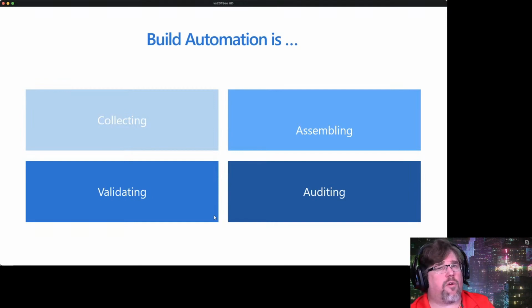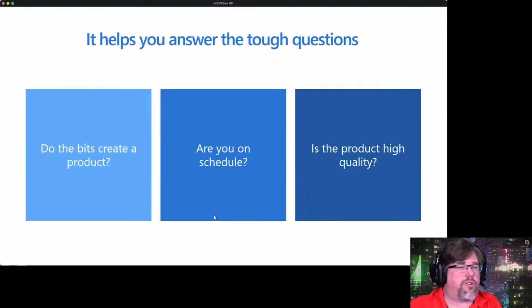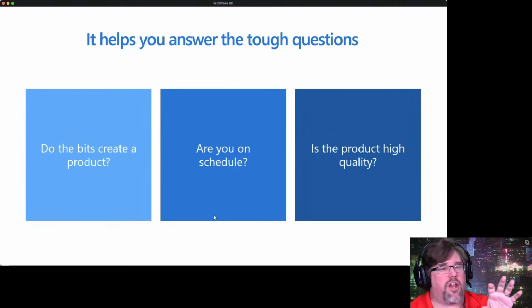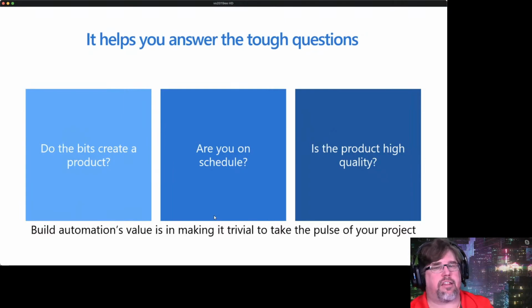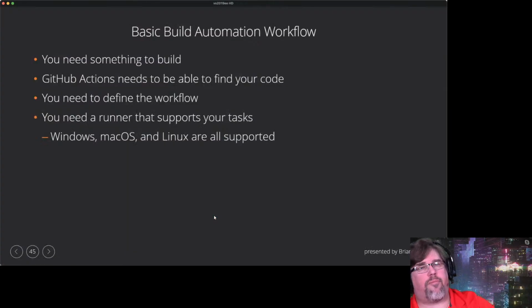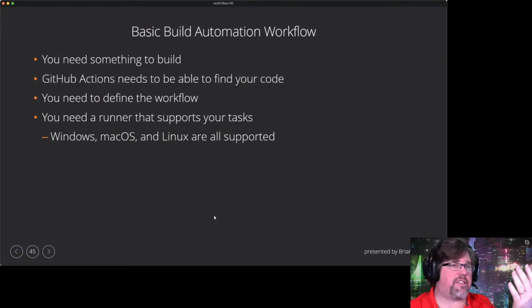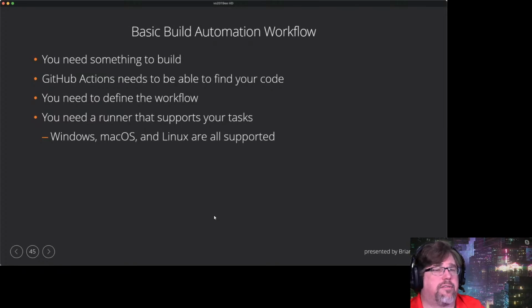The idea is that we want to answer those tough questions. Do the bits create a product? Are we on schedule? Is the product of high quality? Ultimately, build automation's value is making it trivial to take the pulse of your project or product. So a basic build automation workflow is, well, you need something to build. You can use GitHub Actions to define your code. You need to define the workflow, and then you need a runner that supports your tasks. As I mentioned, Windows, Mac OS, and Linux are all supported out of the box.